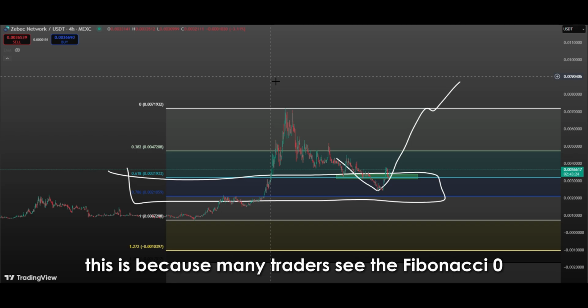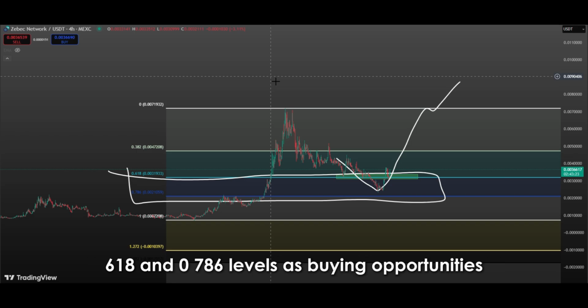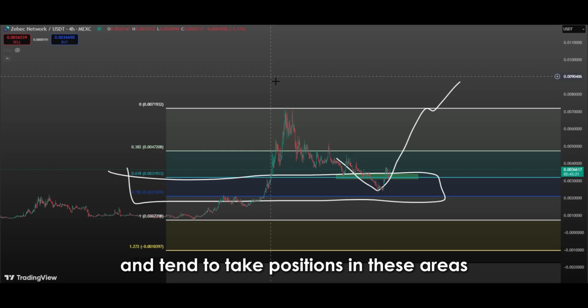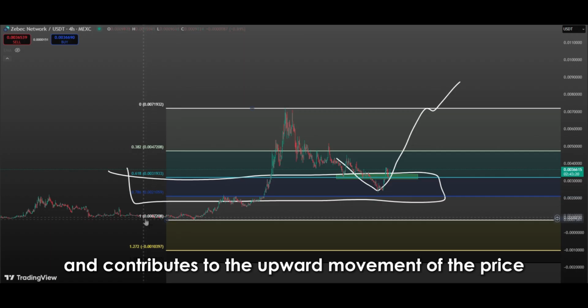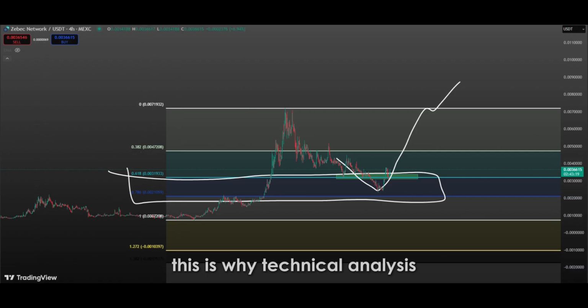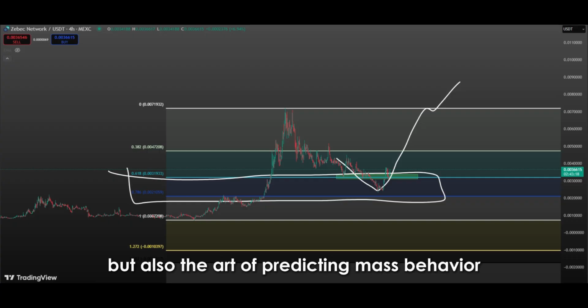This is because many traders see the Fibonacci 0.618 and 0.786 levels as buying opportunities and tend to take positions in these areas. This collective behavior increases the intensity of demand and contributes to the upward movement of the price. This is why technical analysis is not just about chart plots, but also the art of predicting mass behavior.